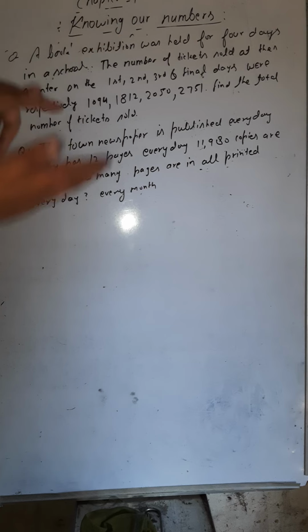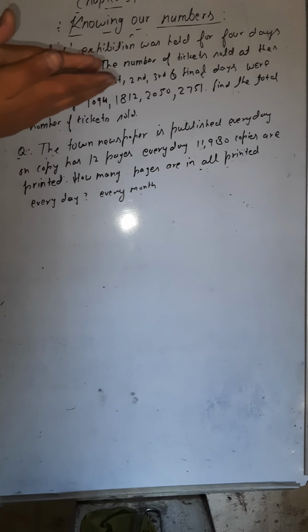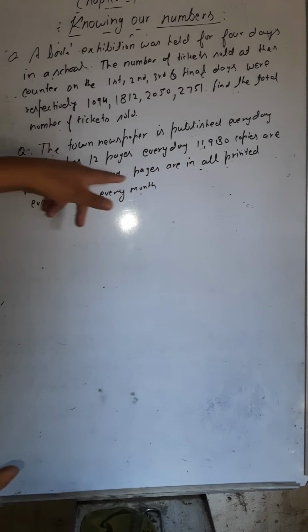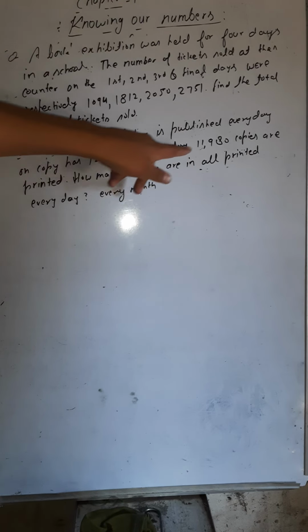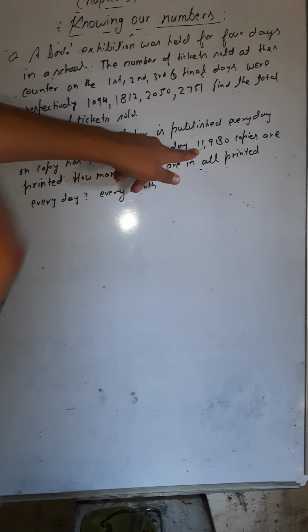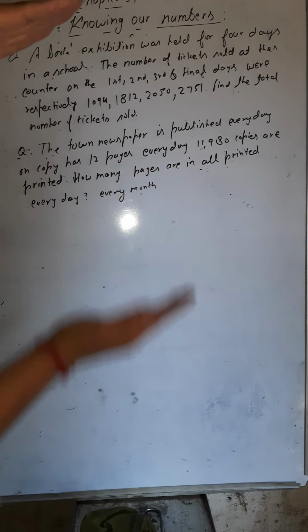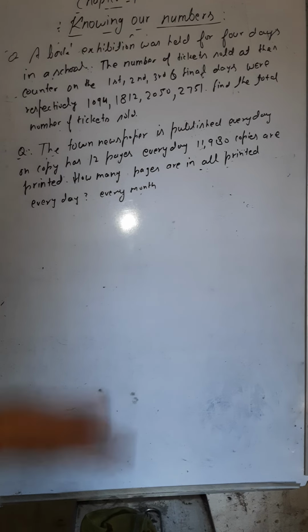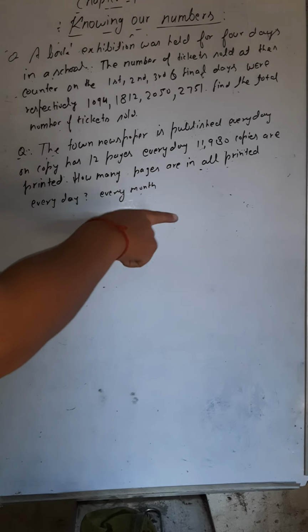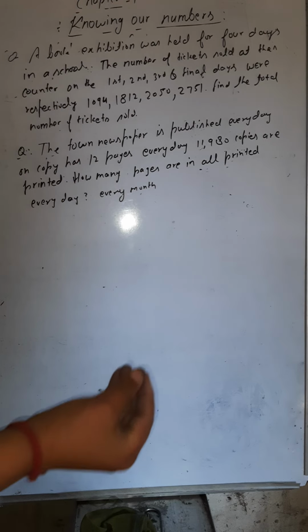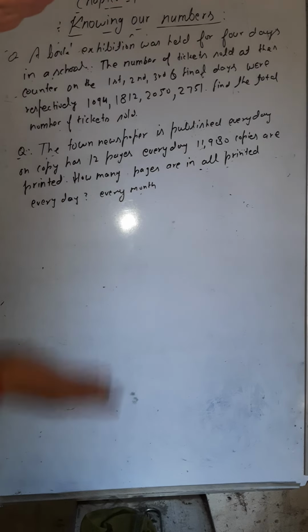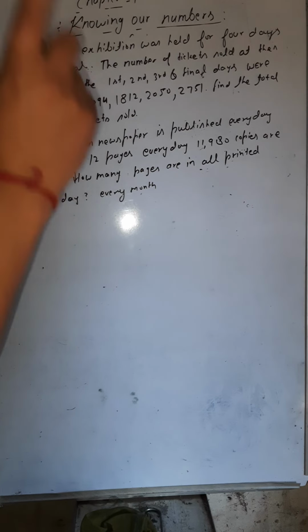Now in one newspaper you have 12 pages. The question being asked is how many pages are in all printed every day. Because in one day this many newspapers are printed, in one day total how many pages are printed? In one newspaper 12 pages, so this number of newspapers and this you will multiply. You will get the answer for one day.